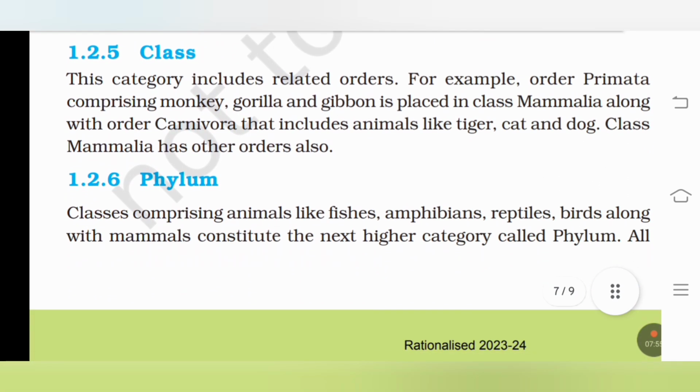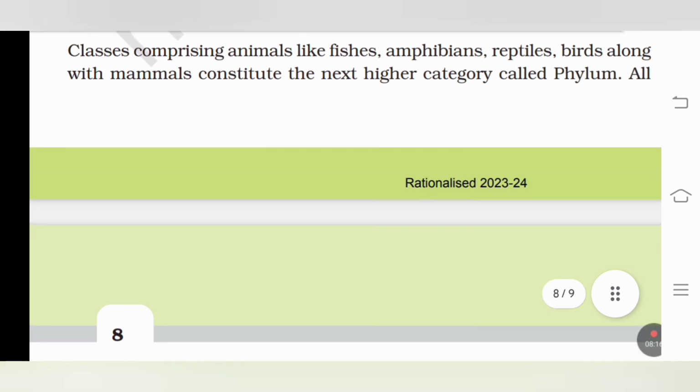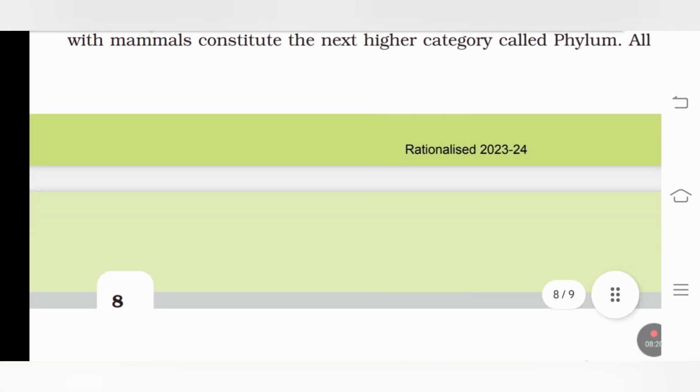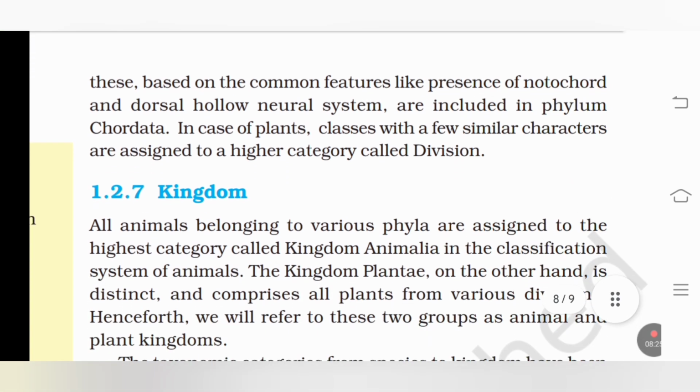1.2.5 Class. This category includes related orders. For example, order Primata comprising monkey, gorilla, and gibbon is placed in class Mammalia, along with order Carnivora that includes animals like tiger, cat, and dog. Class Mammalia has other orders also. 1.2.6 Phylum. Classes comprising animals like fishes, amphibians, reptiles, birds along with mammals constitute the next higher category called phylum. All these, based on the common features like presence of a notochord and a dorsal hollow neural system, are included in the phylum Chordata.